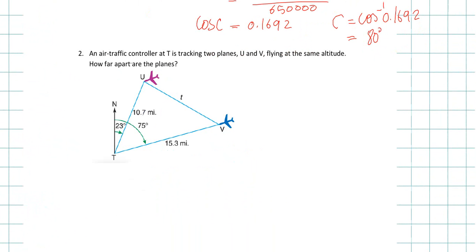Anytime you're measuring an angle when you're in control or piloting, whatever it is they're measuring, direction, they measure it from the north. The angle you see here from T to airplane U is 23 degrees from the north. Now to airplane V, it's 75 degrees from the north. So what is my contained angle?